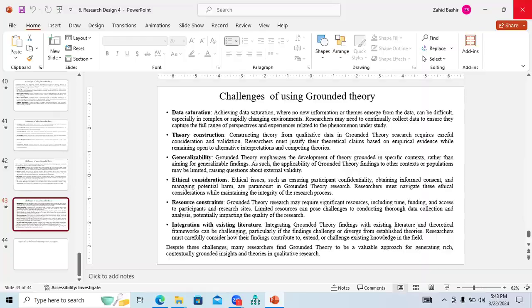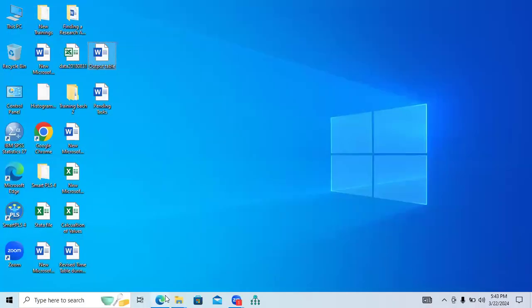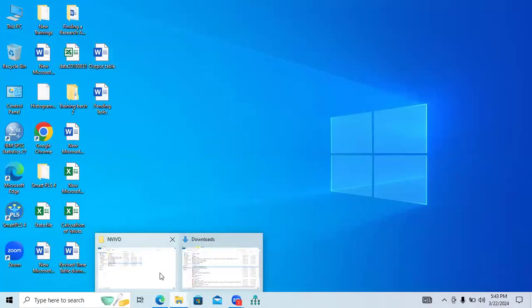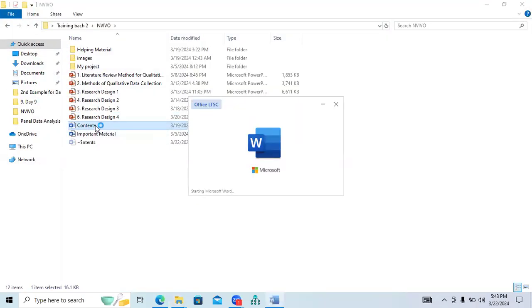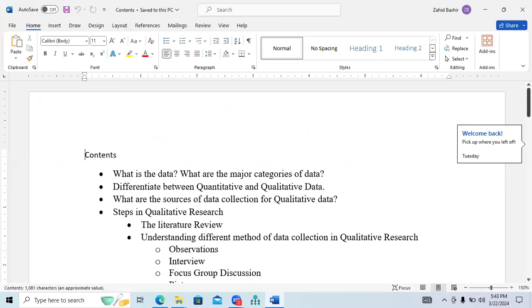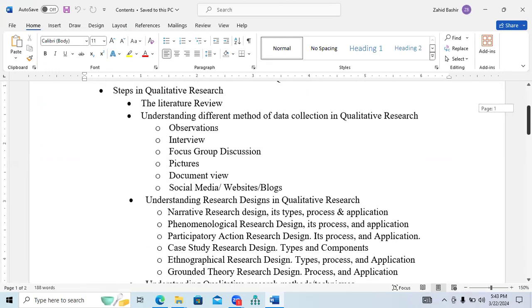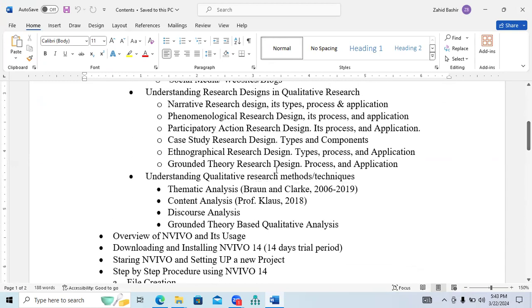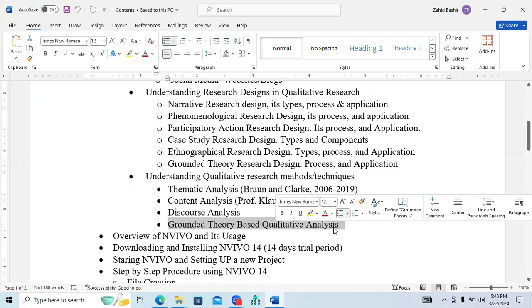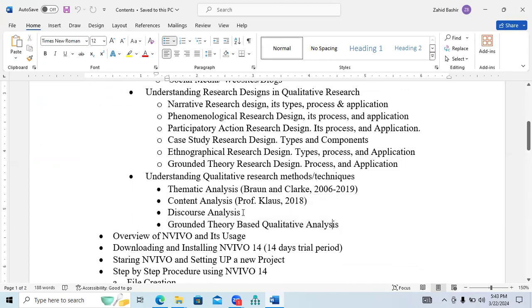So today we have covered the grounded theory process. We have discussed grounded theory in detail, and what is remaining in the content list we will cover from Monday. We have covered the grounded theory research design as well as the grounded theory based qualitative data analysis. The remaining things that we will cover on Monday are thematic analysis and content analysis.